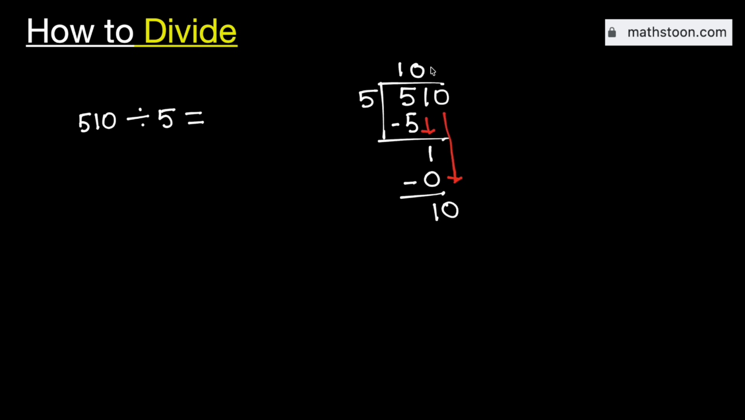And we know that 5 times 2 is 10. Subtract, we get 0. As we have got the number 0 and there is no number to bring down here, so we will stop. Therefore, 510 divided by 5 is equal to 102. And this is our final answer.